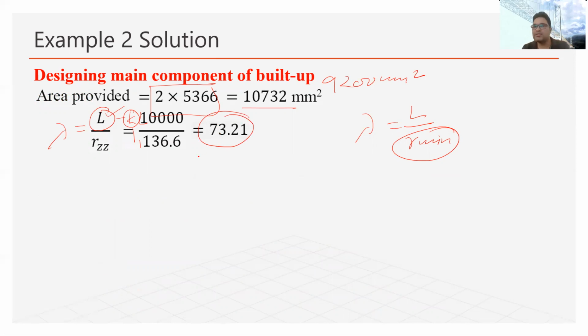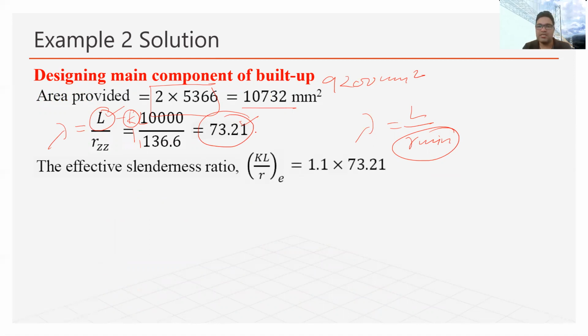Now as per IS code recommendation, we have to find out the effective slenderness ratio, which means the calculated lambda value should be increased by 10%. So we are increasing it by 10%, multiplying by 1.1. So we get the effective slenderness ratio as 80, which is again less than 180, which is safe.